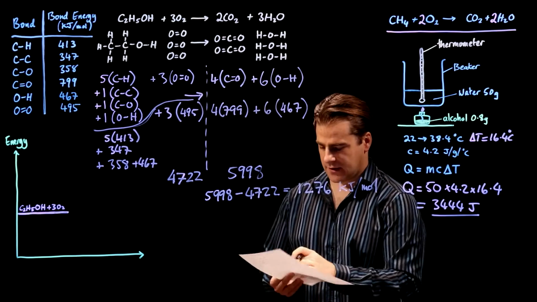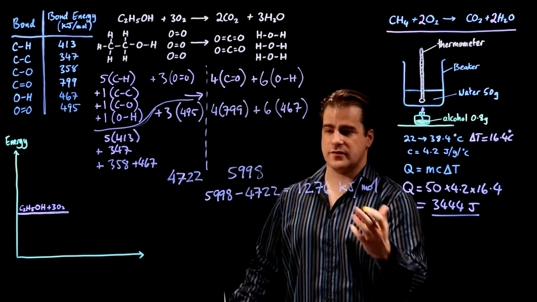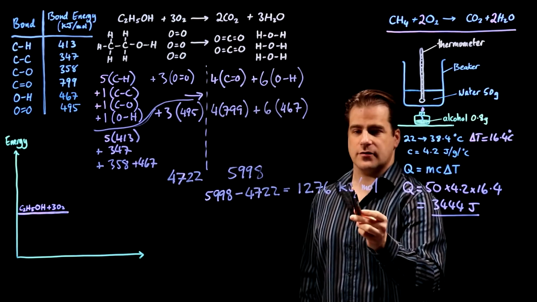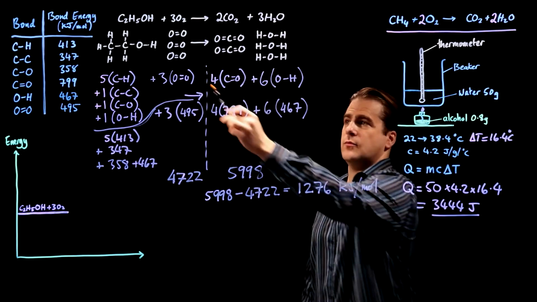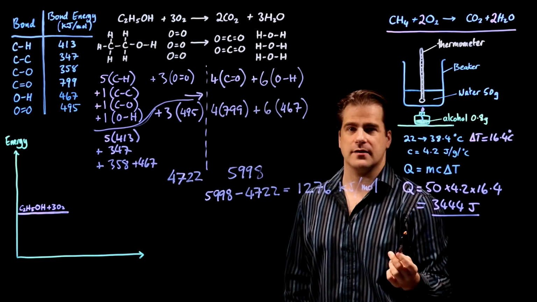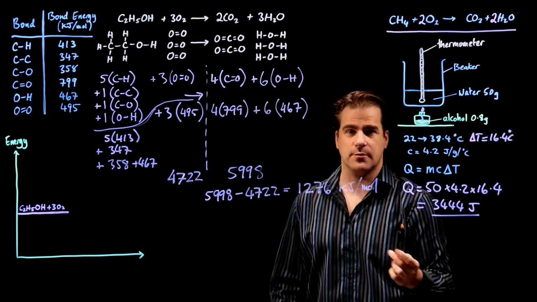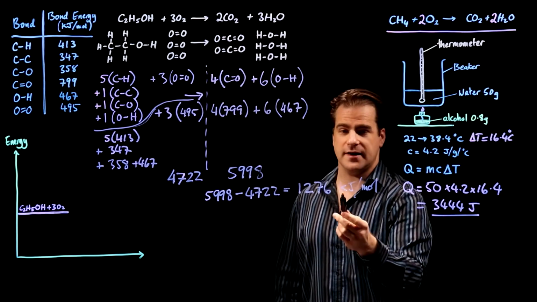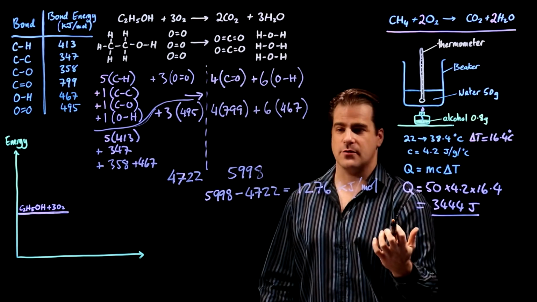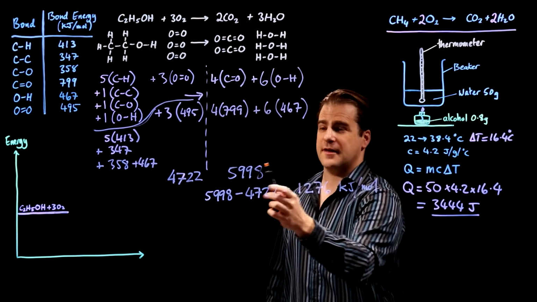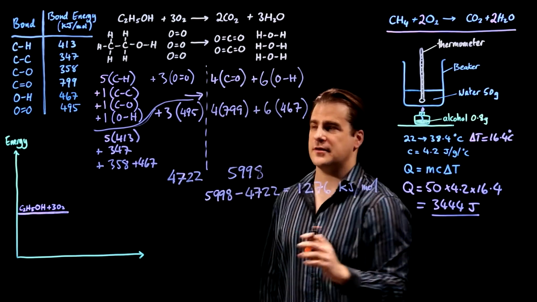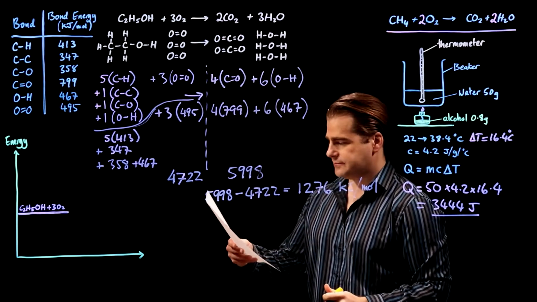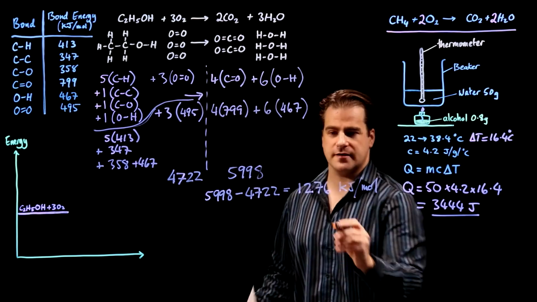So that means, because it's an exothermic reaction, 1276 kilojoules per mole is released when this combustion reaction takes place. Combustion means burning. You're burning ethanol. And you know when you burn stuff, it releases heat. So if that number was smaller than that, you know you've done something wrong. There we go. That's the answer.